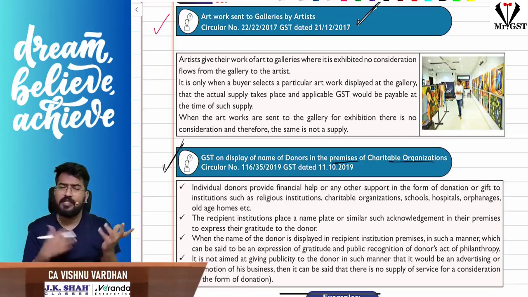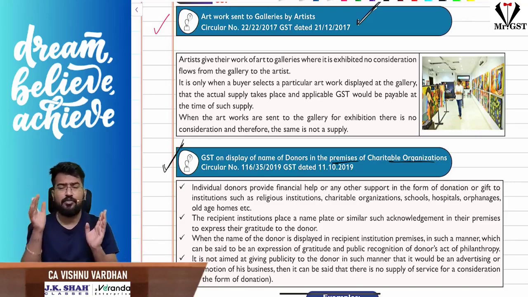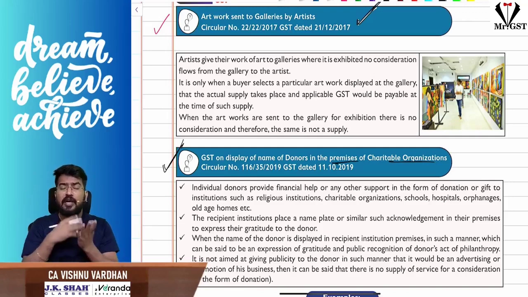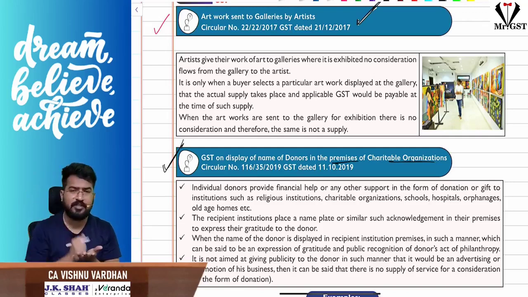Somebody comes and buys it if they like it. Okay, let it get sold. You take your commission and pay me money. That is our arrangement. So now I am sending the artwork from my office or residence to your exhibition location.